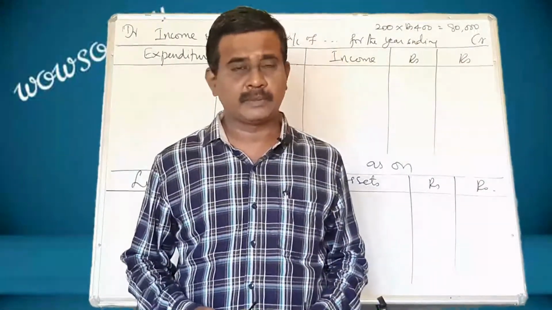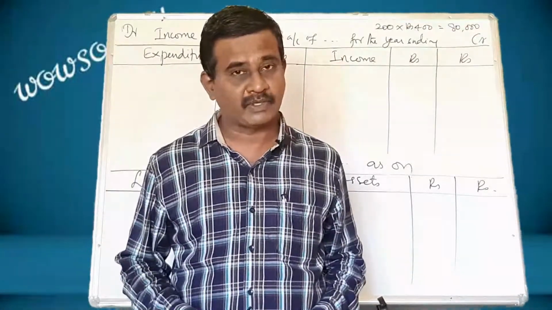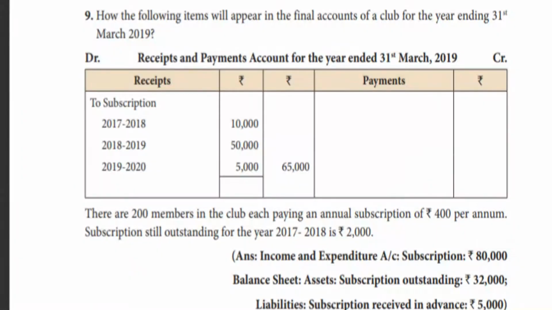Today let us do problem number 9 given on page number 74. Shall we go through the sum? How the following items will appear in the final accounts of a club for the year ending March 2019. Receipts and payments account for the year ended 31st March 2019.